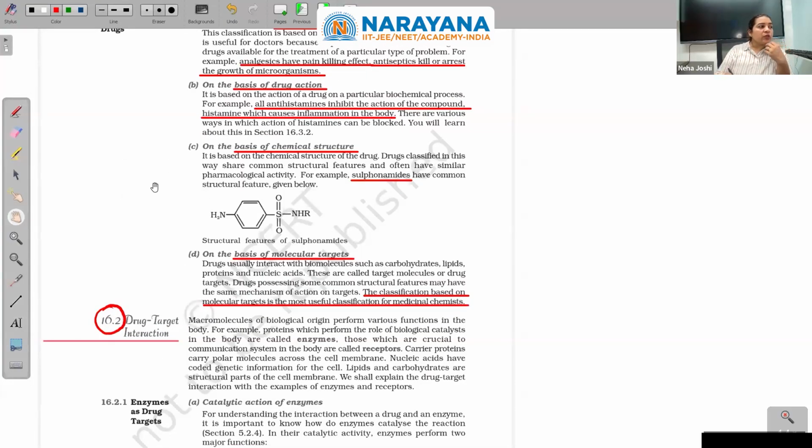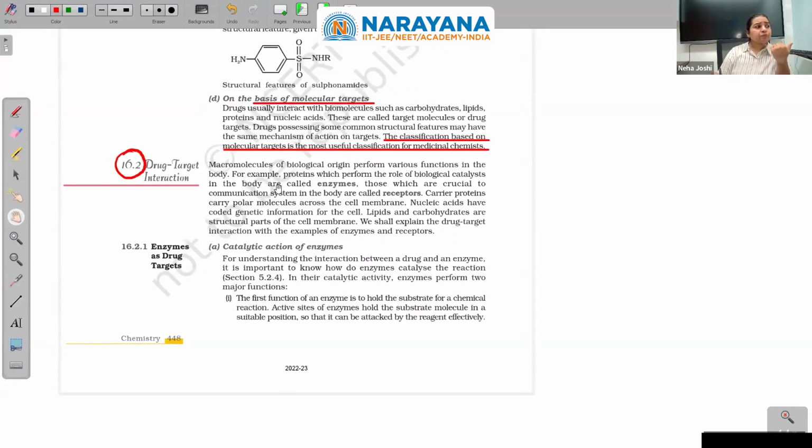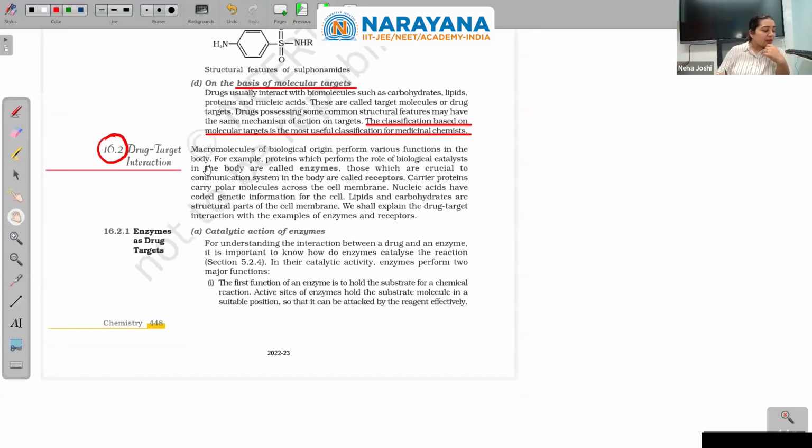Now moving to the second subtopic, drug and target interaction. It has some impact, so how will it have that impact? Macromolecules of biological origin perform various functions in the body. For example, proteins which perform the role of biological catalysts in the body are called enzymes. Those which are crucial to the communication system in the body are called receptors. Carrier proteins carry polar molecules across the cell membrane.